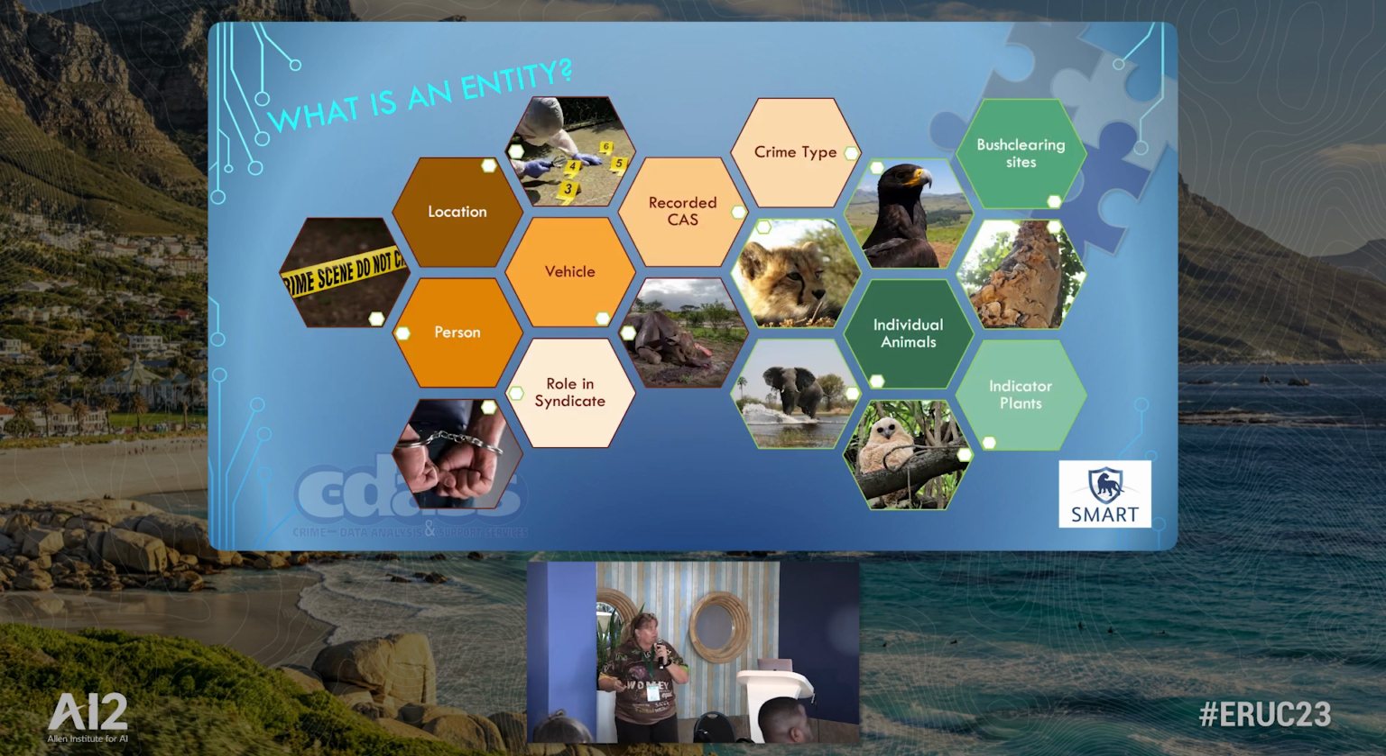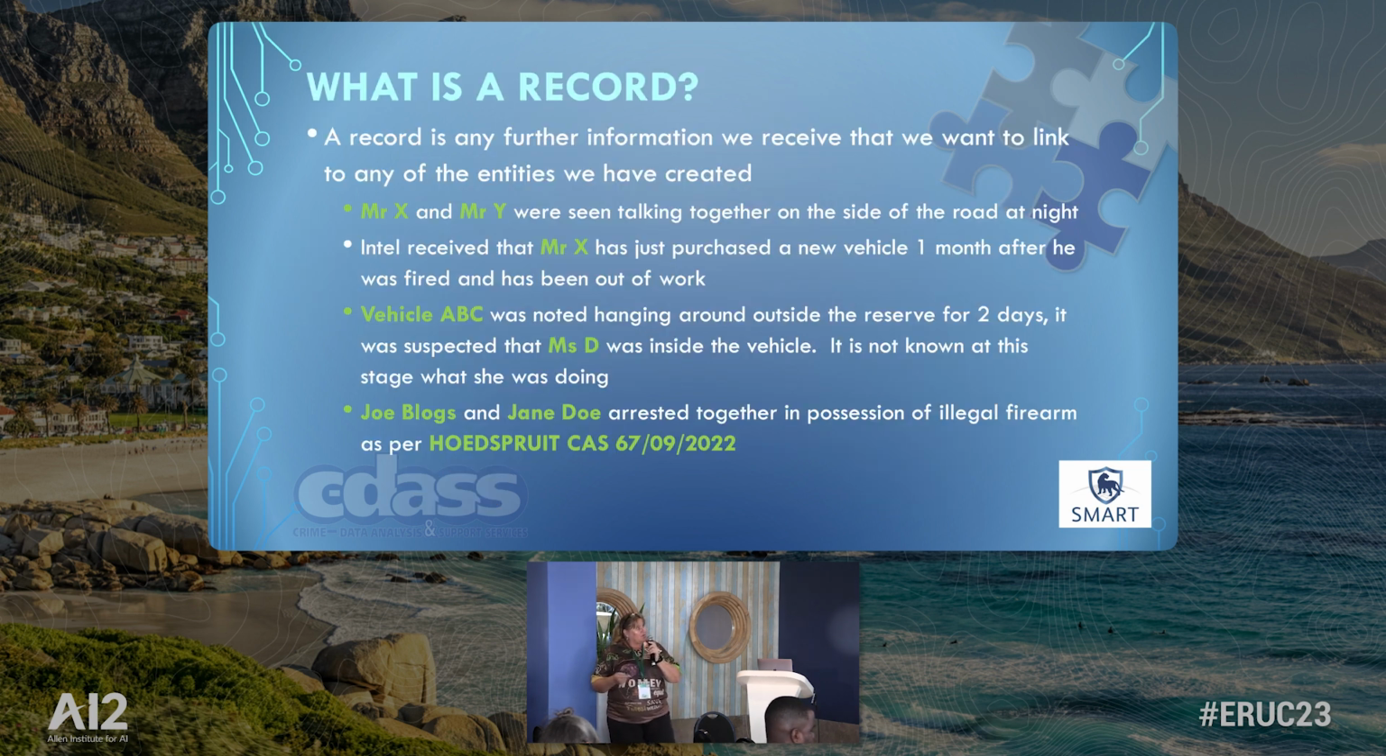So here we've basically said entities can be anything from locations, persons, vehicles, roles in a syndicate, crime types, recorded cases, or if we're looking at it from a conservation perspective, it could be bush clearing sites, individual animals, indicator plants, basically anything that you're going to want to monitor and follow. A record, as I said, is the information that we want to link to an entity.